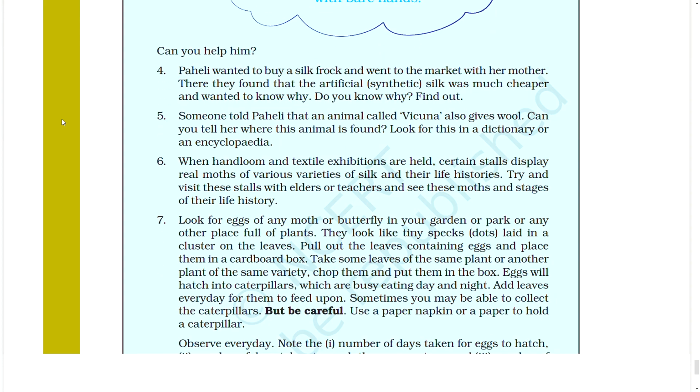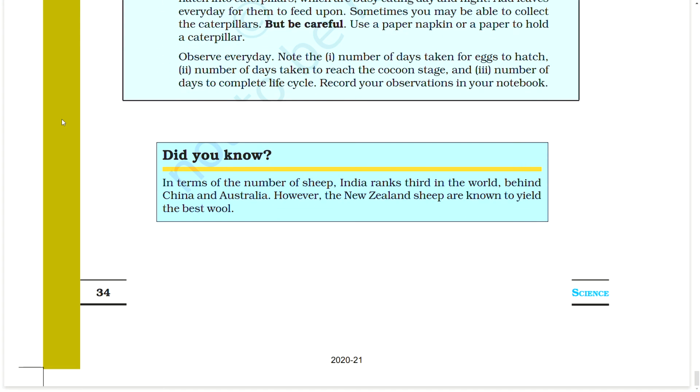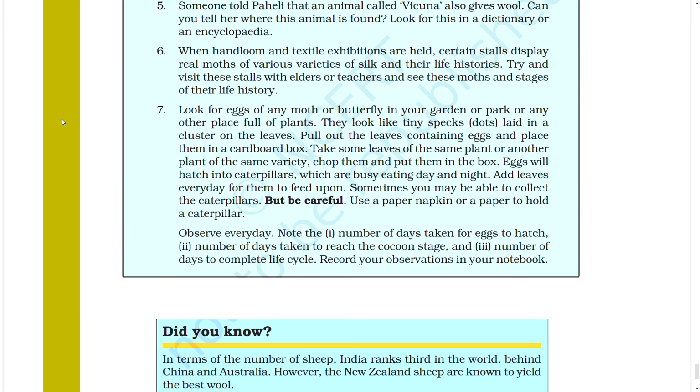Do this and comment this. 7. Look for eggs of any moth or butterfly in your garden or park or any other place full of plants. They look like tiny specks, dots laid in a cluster on the leaves. Pull out the leaves containing eggs and place them in a cardboard box. Take some leaves of the same plants or another plant of the same variety. Chop them and put them in the box.